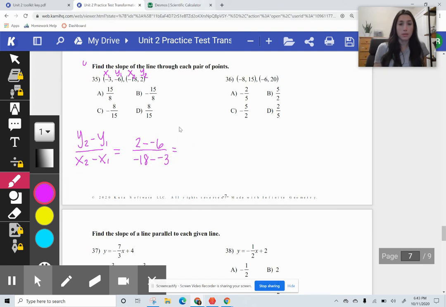And if you want, we can put that into our scientific calculator. You can just type in 2 minus negative 6. Well, that's really going to be 2 plus 6, so that's going to be 8. And then we have negative 18 minus a negative 3, so that's really going to be negative 18 plus 3, and that's going to be negative 15. So our answer here, 8 divided by negative 15, that's just going to be negative 8 over 15. We have one positive, one negative, dividing properly.